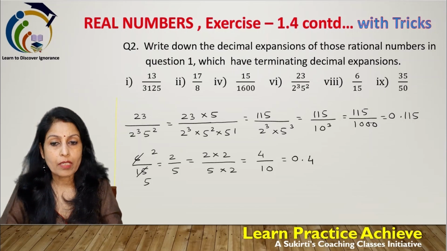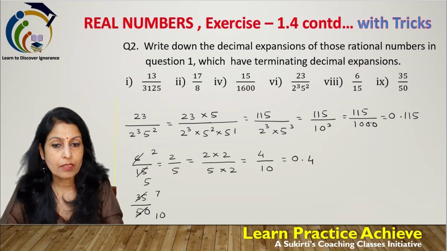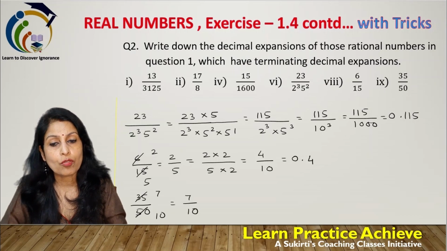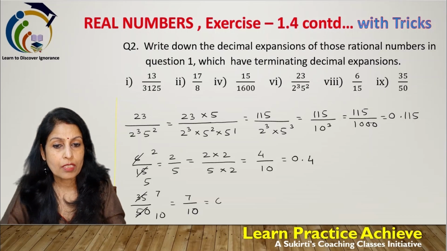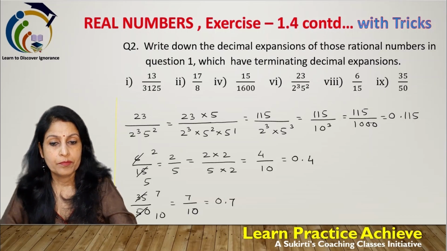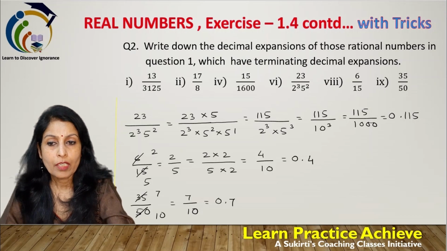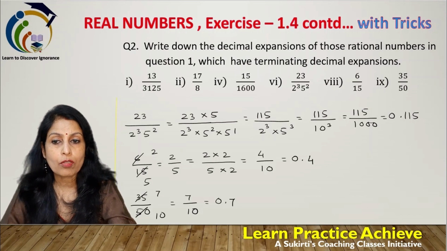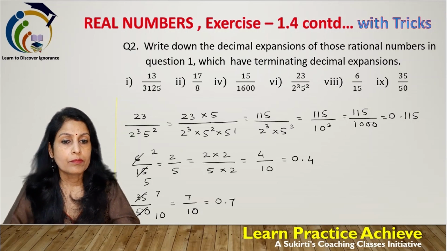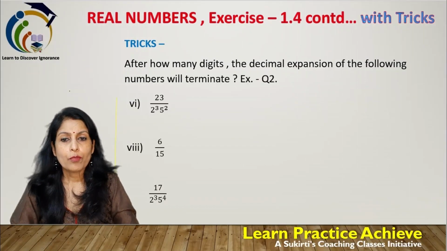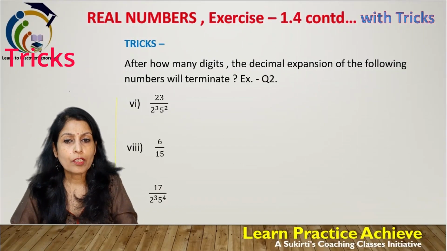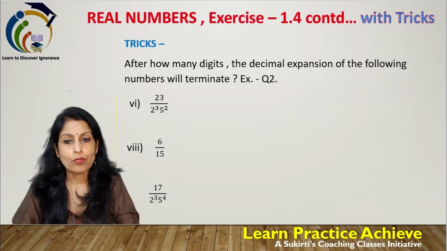And the last part, 35 upon 50. Again there are some common factors. So 5 7s are 35, 5 10s are 50. So directly you can write it, you don't have to multiply anything because 10 is already here. So the answer is 0.7. So in this way you can use these small tricks to find out all the parts easily. Now I will give you some tricks related to the previous question number 1 and 2.